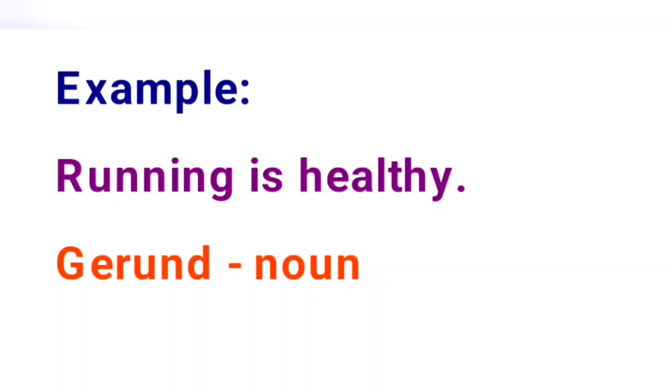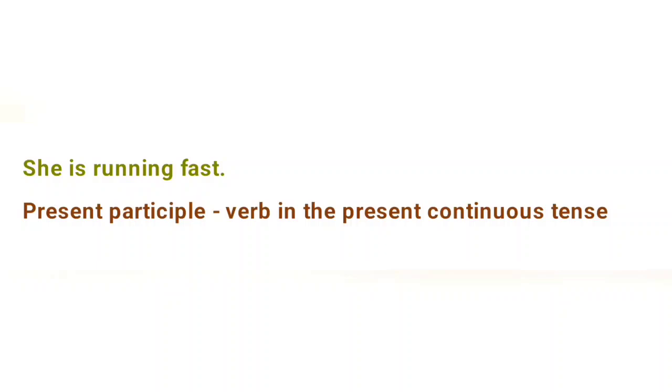Example here: running is healthy. In this sentence, the gerund works as a noun. Running works as a gerund and thus acts as a noun in the sentence. This describes the gerund. On the other side, we have another example for the present participle. She is running fast. In this sentence, the verb is in the present continuous tense. The verb here is running, and this describes the present continuous tense.